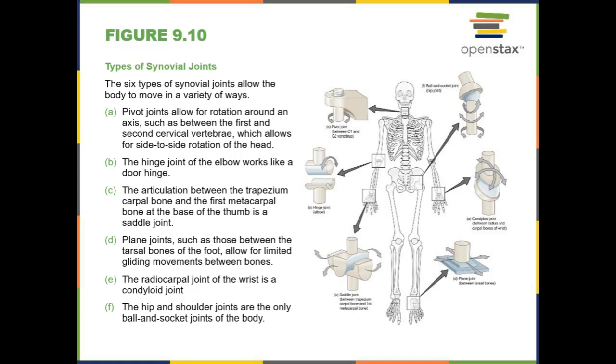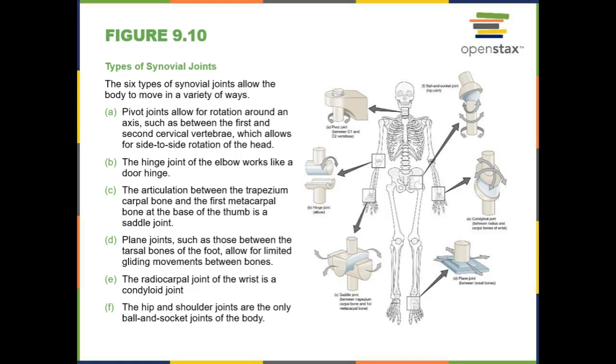A saddle joint, we only have two saddle joints in our body, and a saddle joint is a joint between the metacarpal of the thumb. It's more of a multi-axial joint. It allows for a lot of movement. So you have flexion, extension, but you also have adduction, abduction, and you have circumduction of that joint.